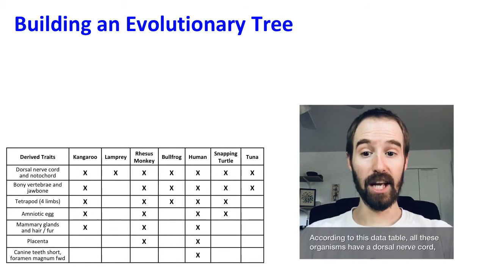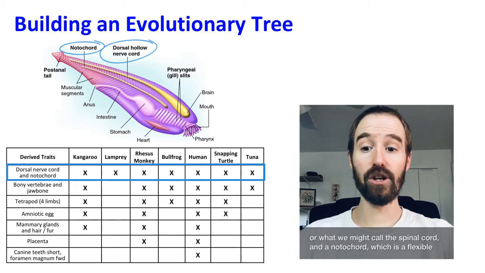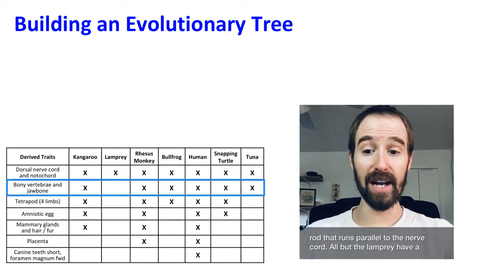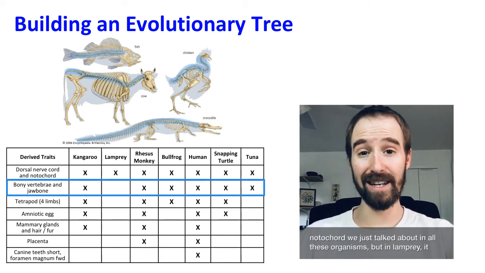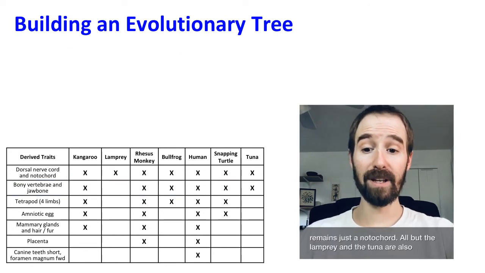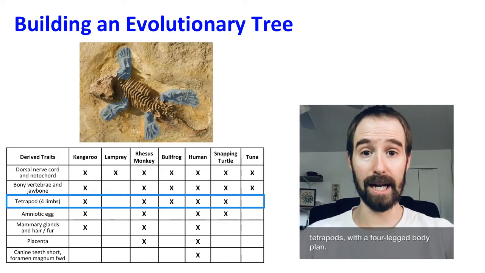According to this data table, all these organisms have a dorsal nerve cord, or what we might call a spinal cord, and a notochord, which is a flexible rod that runs parallel to the nerve cord. All but the lamprey have a jawbone and bony vertebrae. These bony vertebrae develop from the notochord we just talked about in all these organisms, but in lamprey, it remains just a notochord. All but the lamprey and the tuna are also tetrapods with a four-legged body plan.